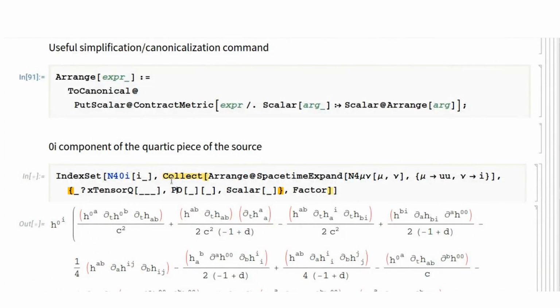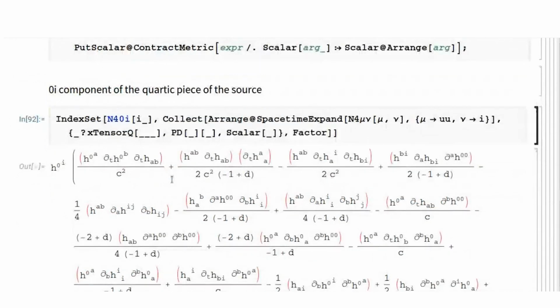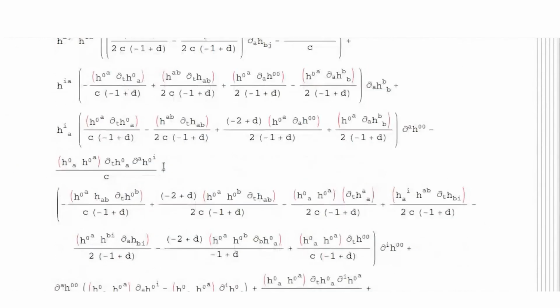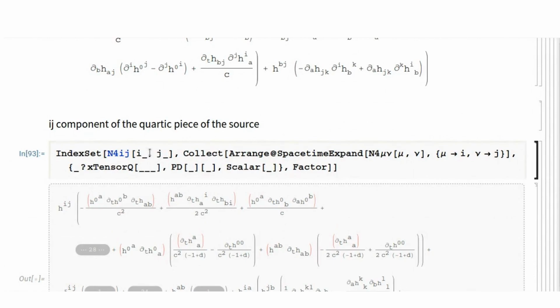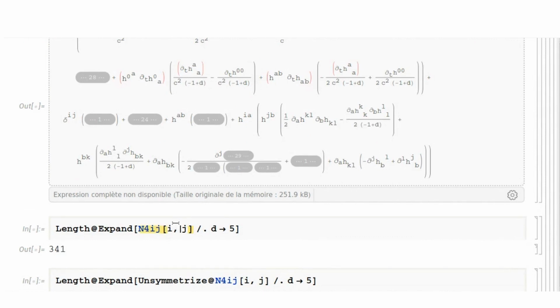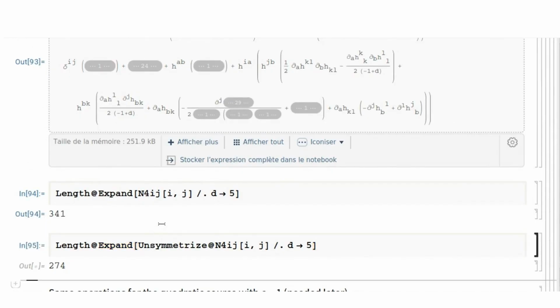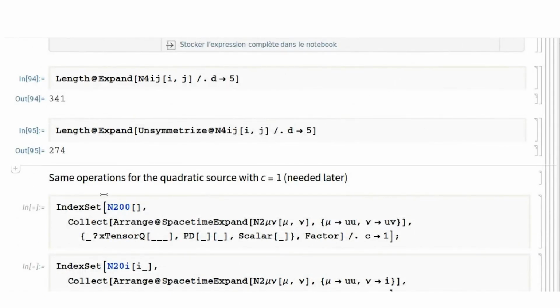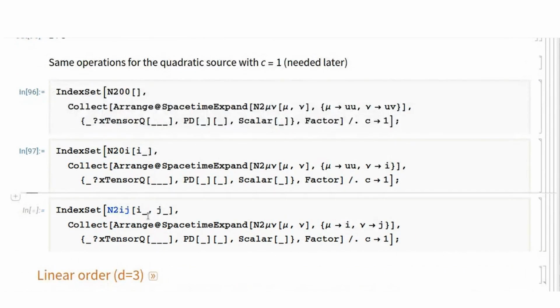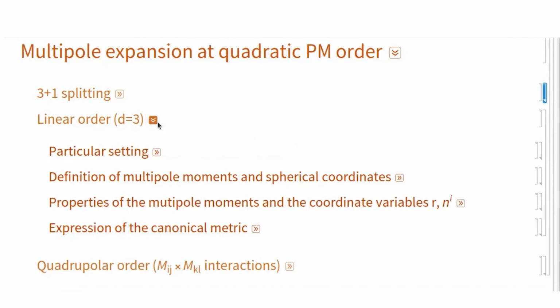And here is an example on the 0i component. Very similar result, but with fewer scalar parentheses. Okay. And finally, the ij component of the source. So it takes slightly more time, but it's still very short. Here you have 341 components. Okay, so if I unsymmetrize it, I get fewer components, and then I can do further manipulations. I will focus later on the quadratic contribution. So I define the quadratic part of the source and move to the next section.